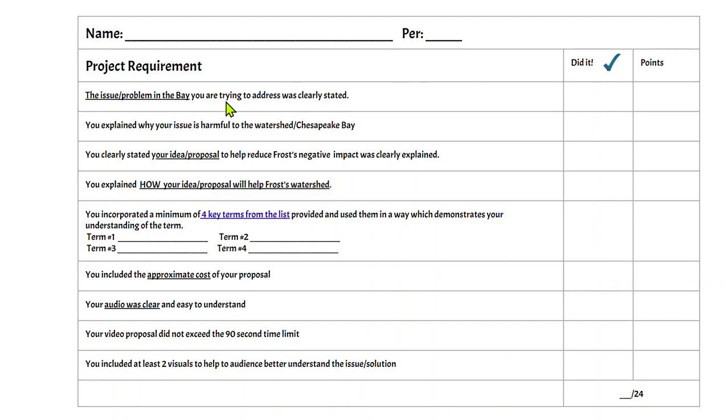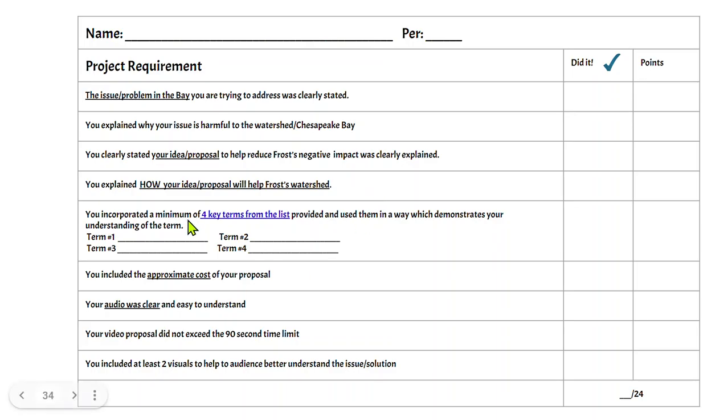All right, so on your video, does your video say the issue or the problem in the bay that you are going to address? Is it very obvious? Did you explain why your issue is harmful to the Chesapeake Bay? Did you clearly state your idea or proposal for how Frost students can reduce our negative impact? Is it clearly explained? Did you explain how your idea or proposal is going to help Frost's watershed?